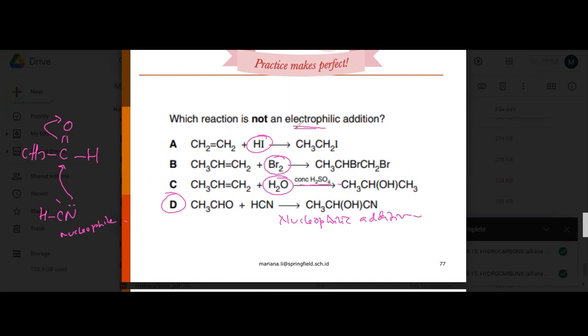While in electrophilic addition, the double bond should attack the positive atom, the electrophile. This is the electrophile. Electrophilic addition.